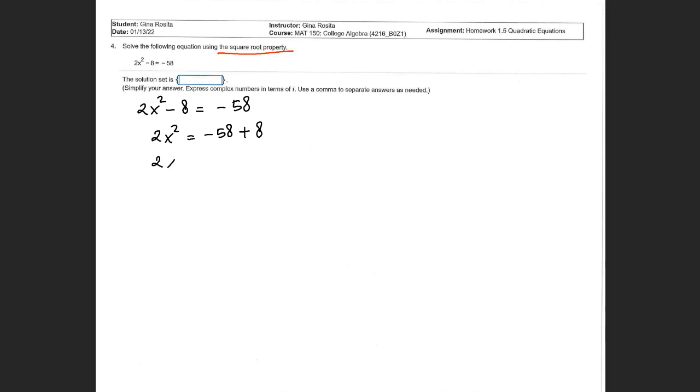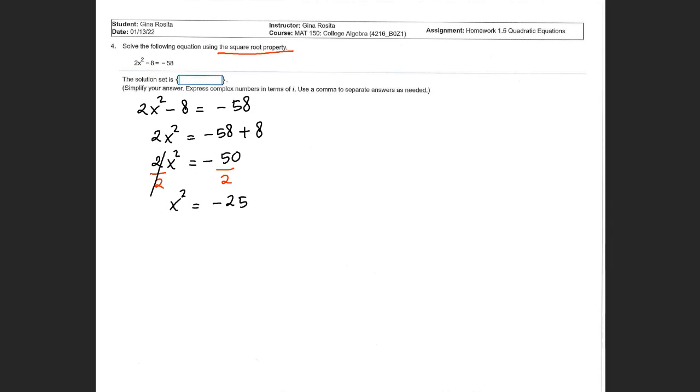So 2x squared equal negative 50. I need x, so I have to divide by 2 both sides. So the answer is x squared equal negative 25. Now what next? Remember again? We need x. So that's why we have to square root both sides. Square root both sides.